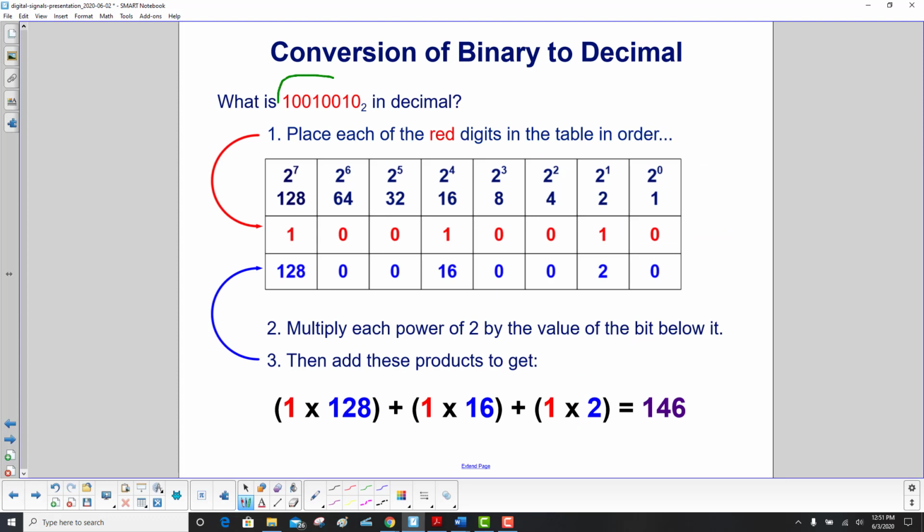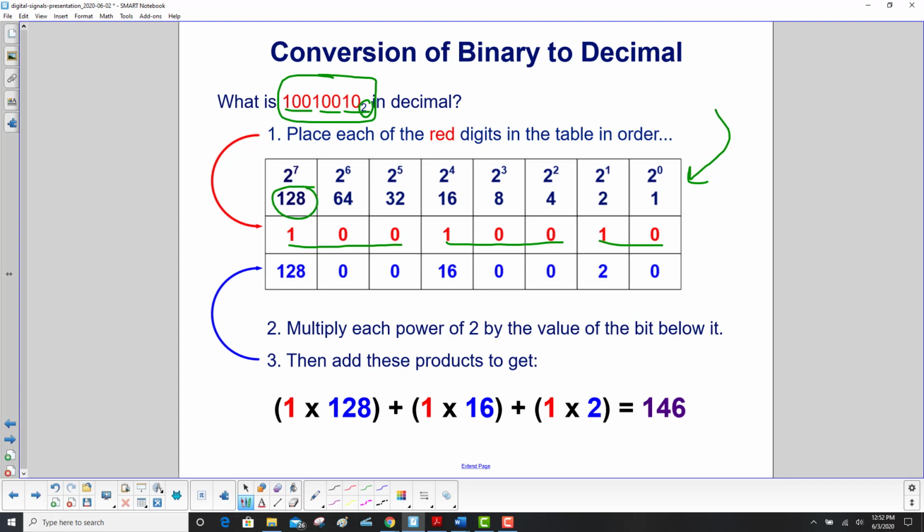Okay, now we're given this number in binary, and we know it's binary in two ways really. You have the 2 here, that's the definitive way of saying binary. And the fact that all we have are 1s and 0s, that's a clue that we're dealing with binary. So what do we do? We have our table from the previous slide, and then in the middle one we place each of the red digits in the table in order. The next thing we do is multiply each power of 2 by the value of the bit below it. So what does that mean?